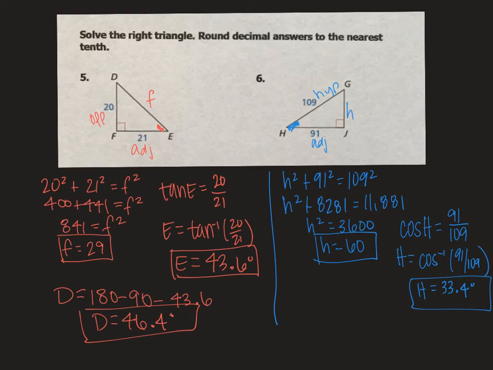So now for angle G, I know two of my angles, so I'm just going to subtract those from 180. So 180 minus 90 minus 33.4 is going to give me 56.6 for angle G.